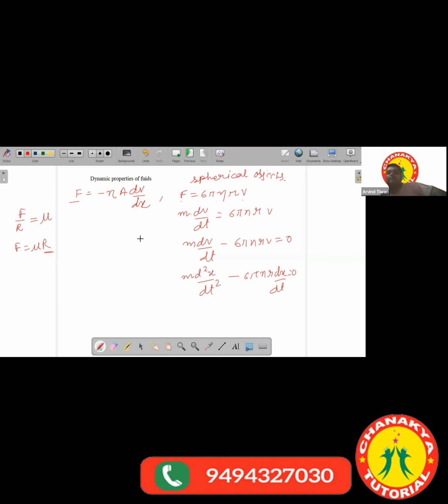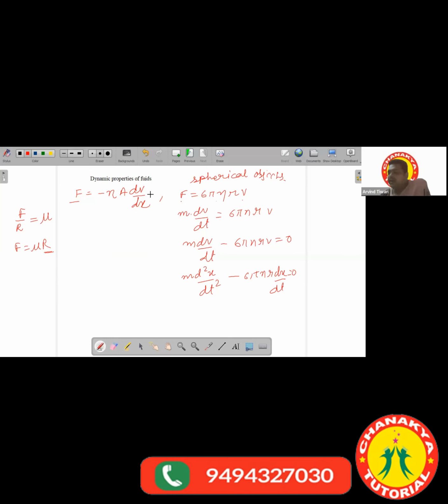So in the dynamic properties, we study about the coefficient of viscosity, which is given as the backward dragging force acting on a unit area with the velocity gradient of 1 per second. The backward dragging force on an object which is moving through a fluid is given by 6 pi eta rv.